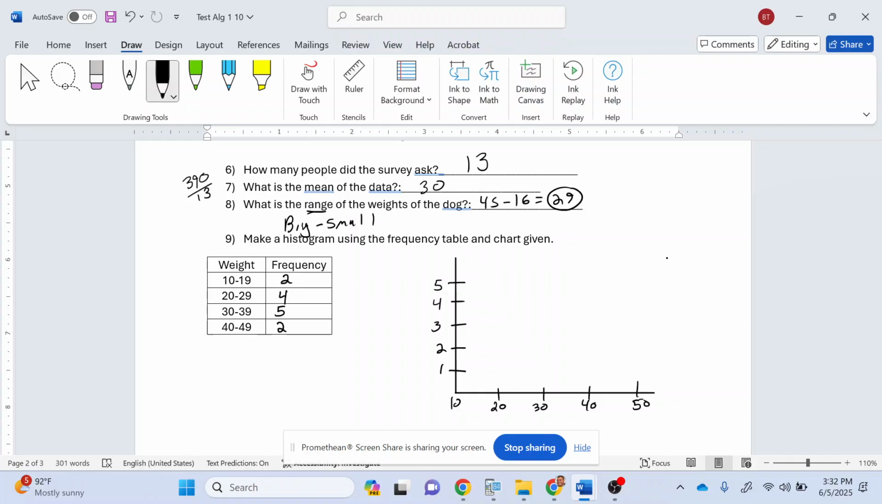And then we make our bars. In this case, this should be 2 high. Next one should be 4 high. Next one should be 5 high. They're yelling outside, or am I crazy? Okay. And then the next one should be 2 high.